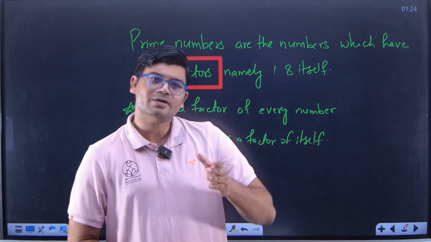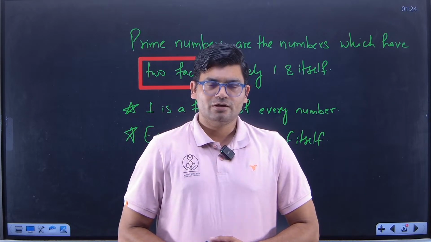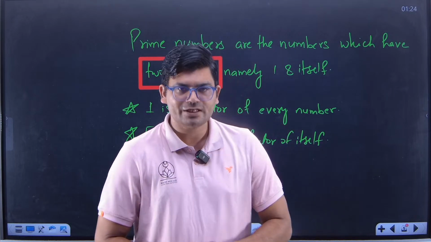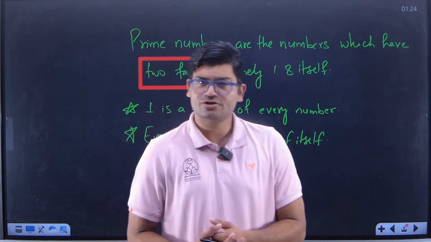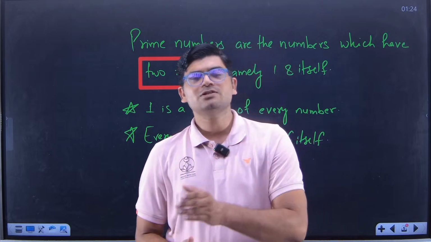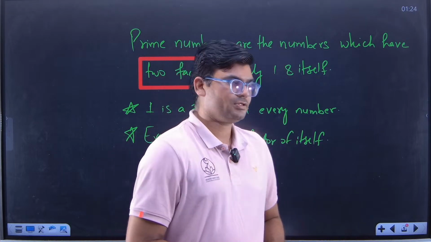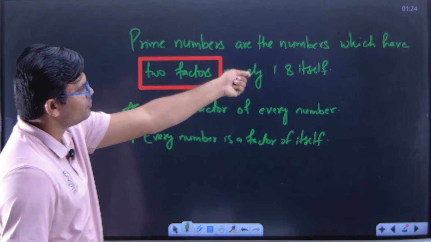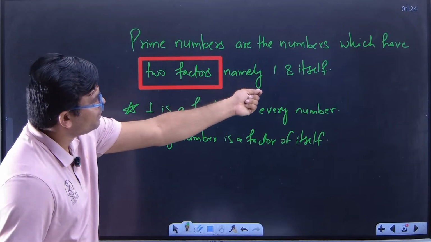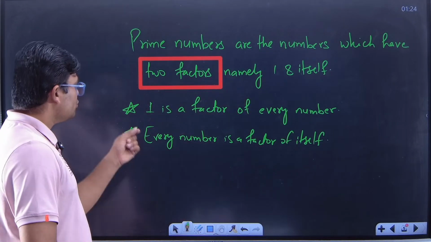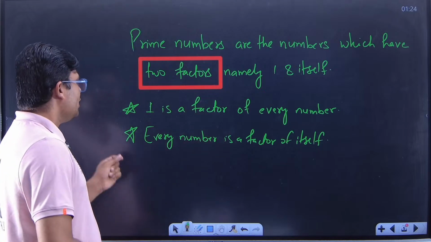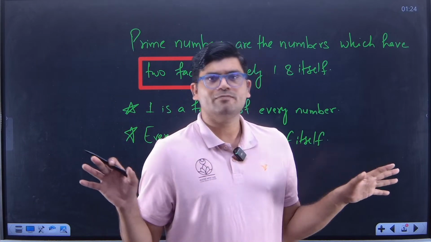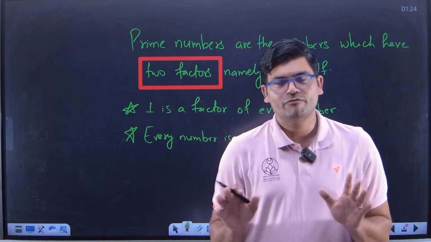For composite numbers, I will elaborate in the next class with the prime factorization method, and how to do the prime factorization. But first of all, we must learn what prime numbers are. As I said, prime numbers are the numbers which have two factors, namely 1 and itself. 1 is a factor of every number and every number is a factor of itself. So we have at least two factors for every number except 1. 1 is a special number.